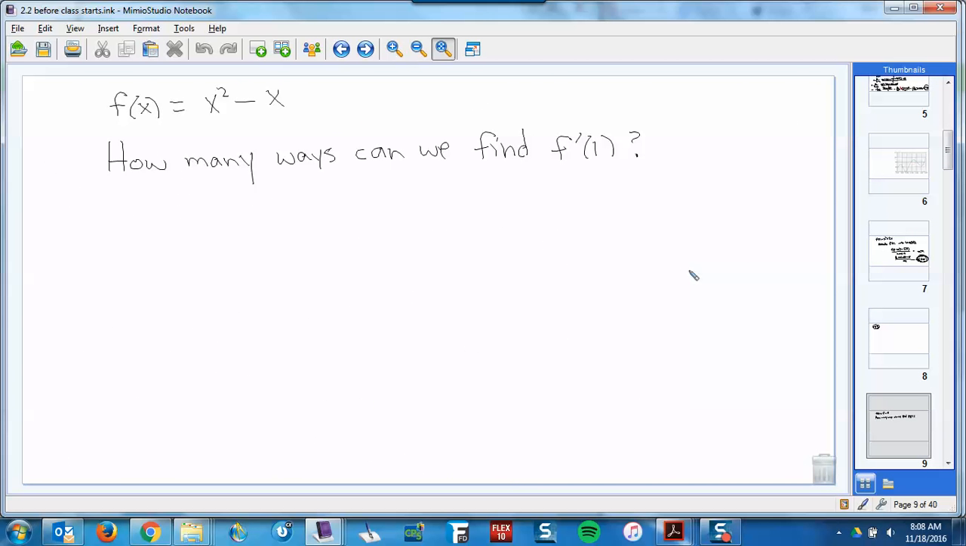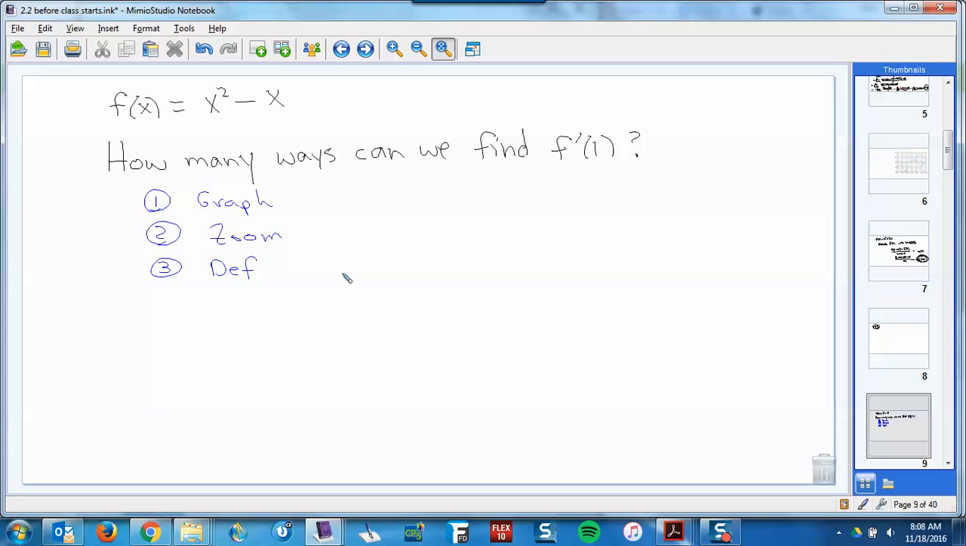Yesterday we had this, we said how many ways can we find f prime of 1, right? And one way was what? Graph it and do a tangent line, right? What was another way? Zoom, pick 2 really close points, right? And put in a 1 and a 1.01. Okay, what was the third one?